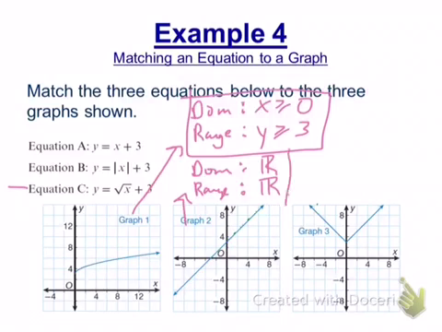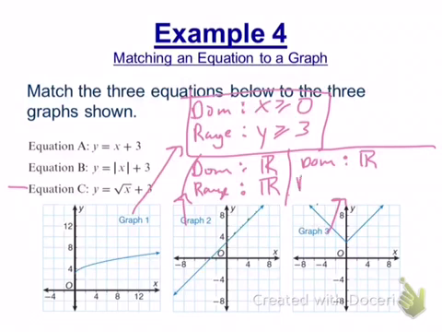Let's talk about the domain and range of graph 3. What's the domain of graph 3? Can x not be anything? No. X can be anything. We can take the absolute value of positive numbers. We can take the absolute value of 0. We can take the absolute value of negative numbers. Not a problem. Domain is everything.